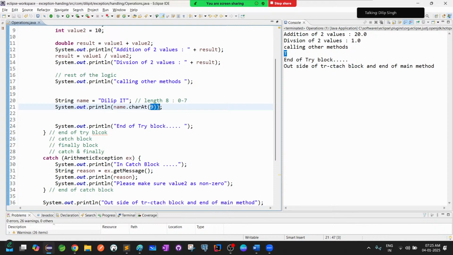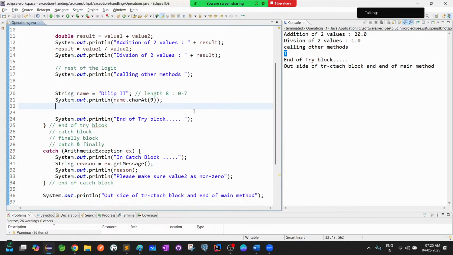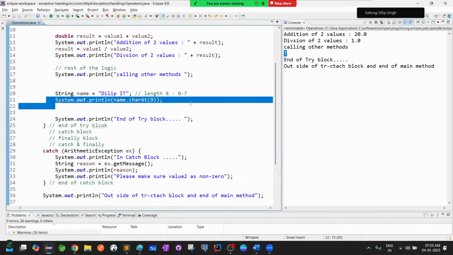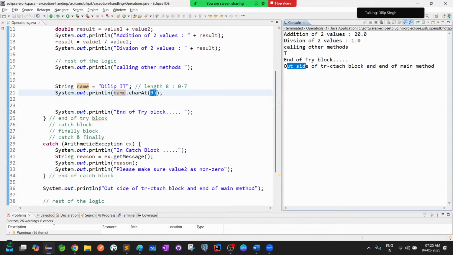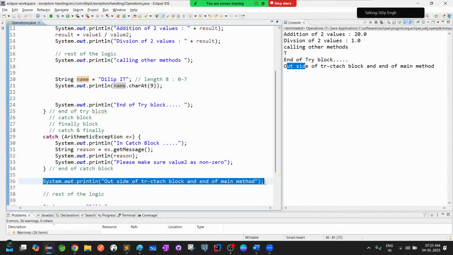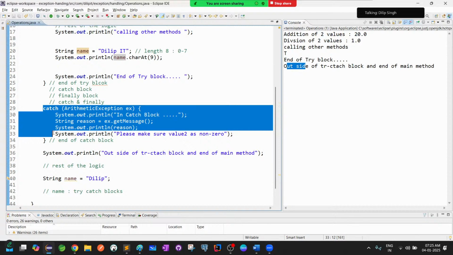If you are beyond 7, an exception comes. My point is, definitely an exception comes in this case. There is a probability of getting an exception in this line at any point of time, based on the value. Now my point is, when earlier no exception comes, the end of the try block is reached and it goes outside of the catch blocks. I mean, it is not touching the catch block.